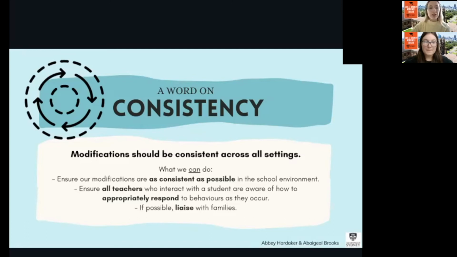Though, doing our best means making sure our modifications are as consistent as possible in the school environment so that the student may distinguish what behaviours are expected and rewarded versus harmful and punished within a learning environment. Practically, it's important that all teachers who interact with the student are aware of the possible triggers and the target consequences so that they can appropriately respond to behaviours as they occur.